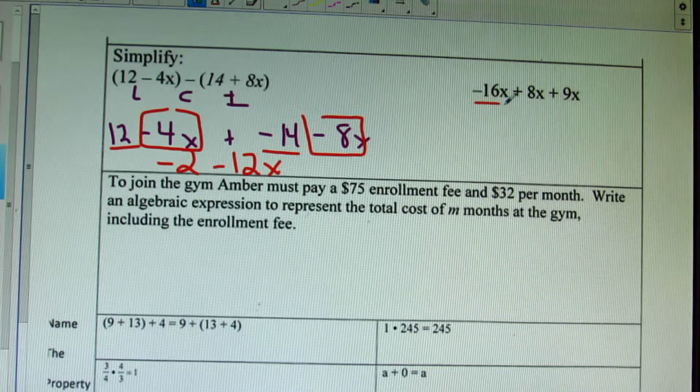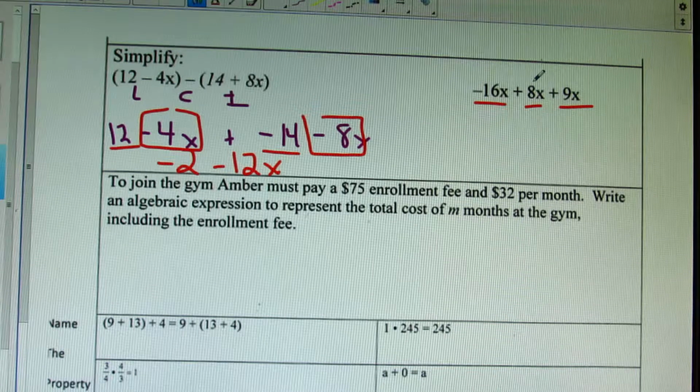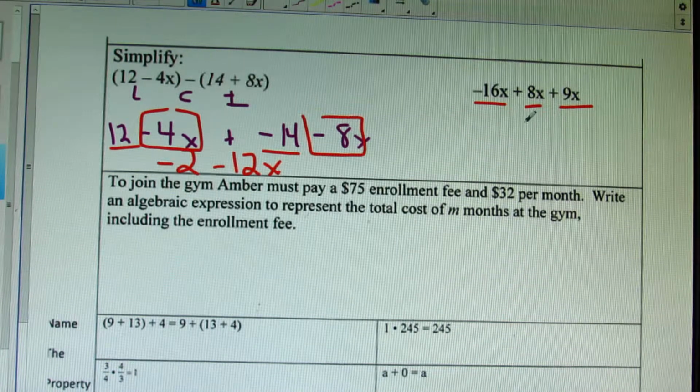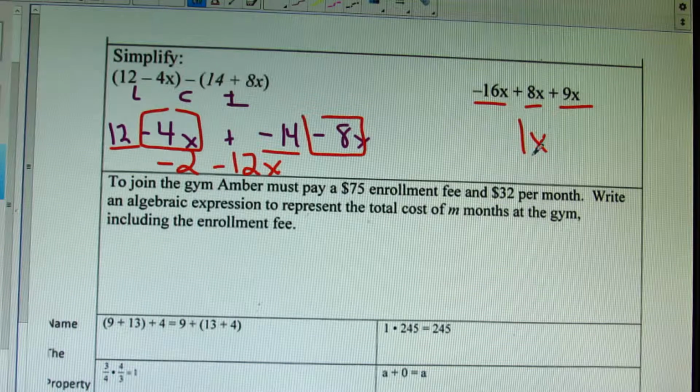These guys are all like terms, so I can add all of their coefficients together. Negative 16 plus 8 is negative 8. Negative 8 plus 9 is actually a positive 1x, or just x.